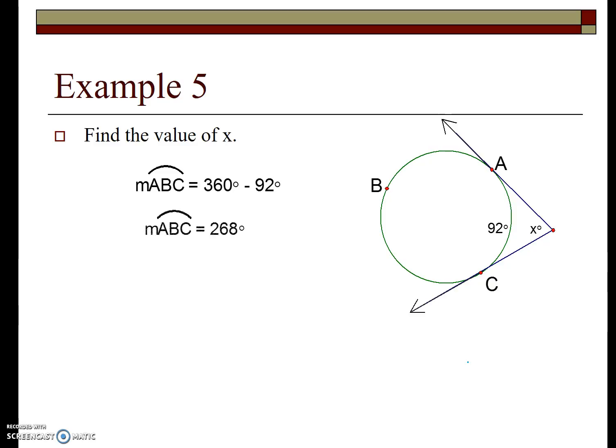Okay, so ABC's arc is 268. So we've got to do a little bit more work here before we can jump into solving for that value of x. Okay, so now I know what the two arcs are. I'm going to do the farthest minus the closest. So 268 minus 92, and then I'm going to cut that in half. So 268 minus 92 is 176, and then dividing that by 2, I get 88. So the value of x is 88, or that angle there is 88.